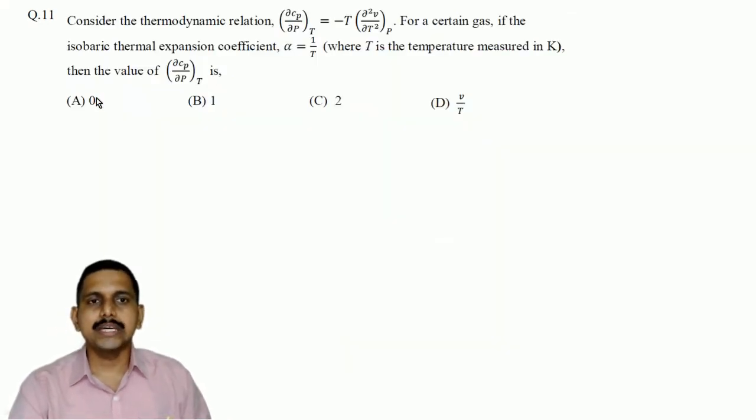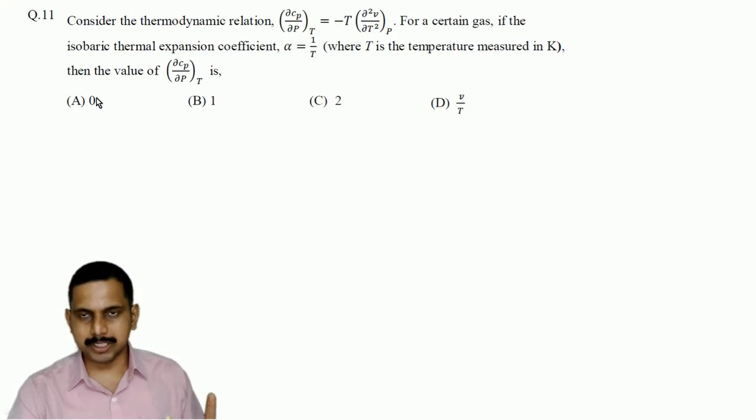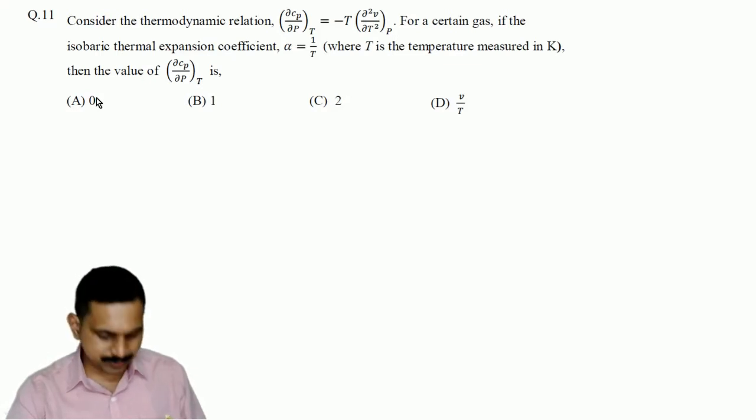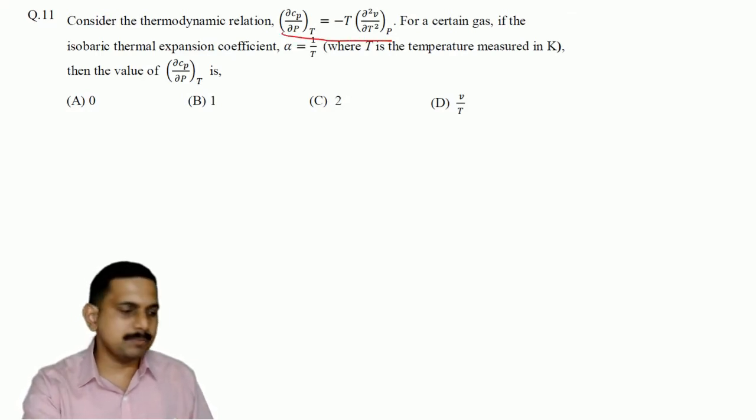Next, let us go. Consider a thermodynamic relation: ∂Cp/∂P at constant T is equal to −T ∂²V/∂T² at constant pressure. For a certain gas, if the isobaric thermal expansion coefficient alpha is equal to 1/T, then the value of ∂Cp/∂P at T is dash. This is one of the questions which looks difficult but actually is very easy. So this is given already, so let us keep that in mind.